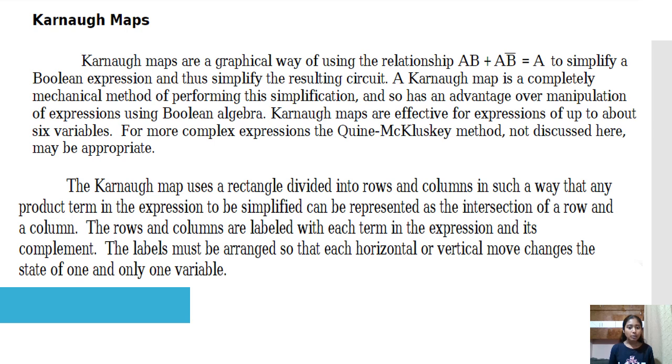The K-map uses a rectangle divided into rows and columns in such a way that any product term in the expression to be simplified can be represented as the intersection of a row and a column. The rows and columns are labeled with each term in the expression and its complement. The labels must be arranged so that each horizontal or vertical move changes the state of one and only one variable.